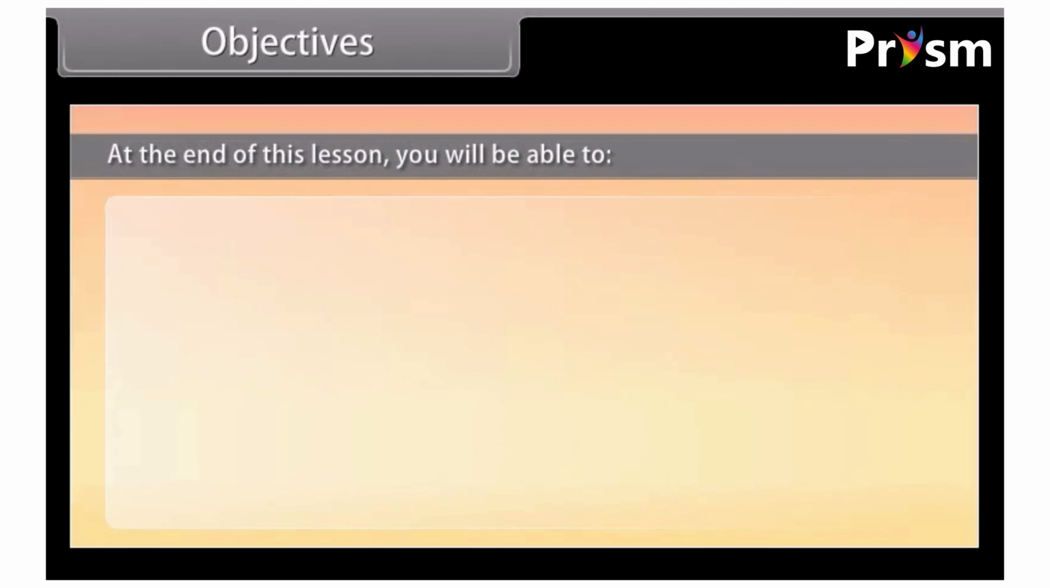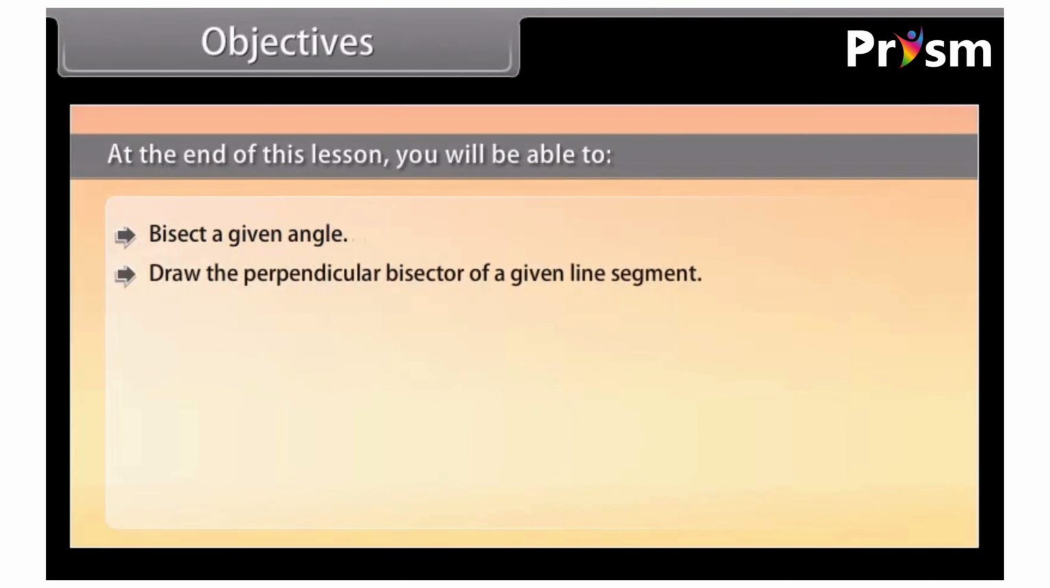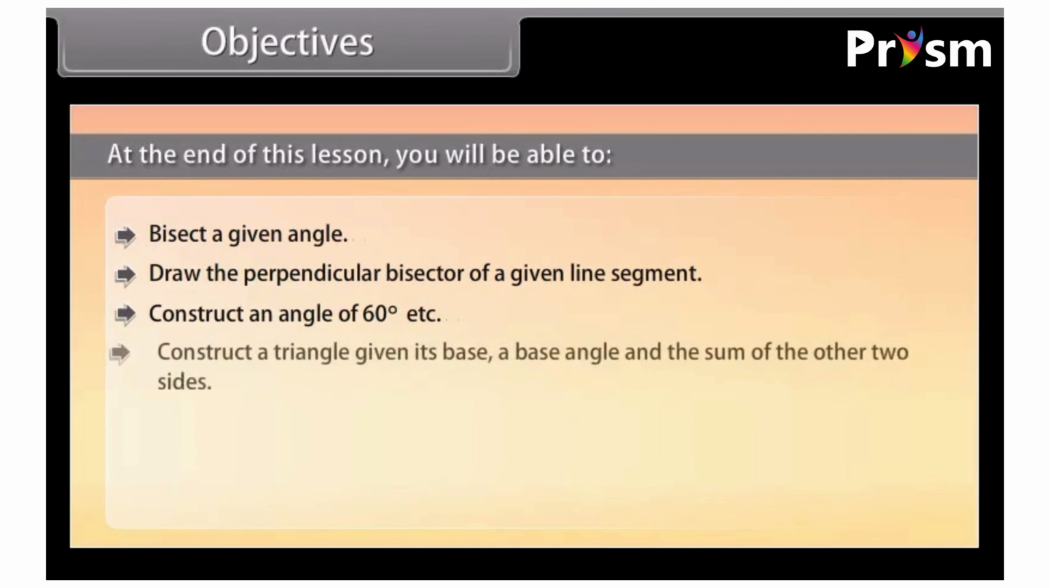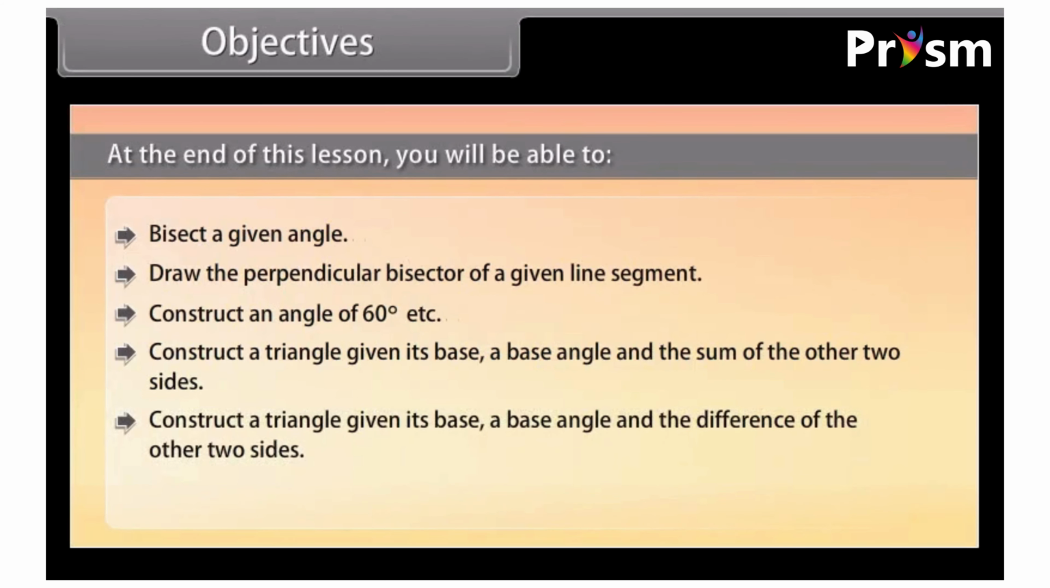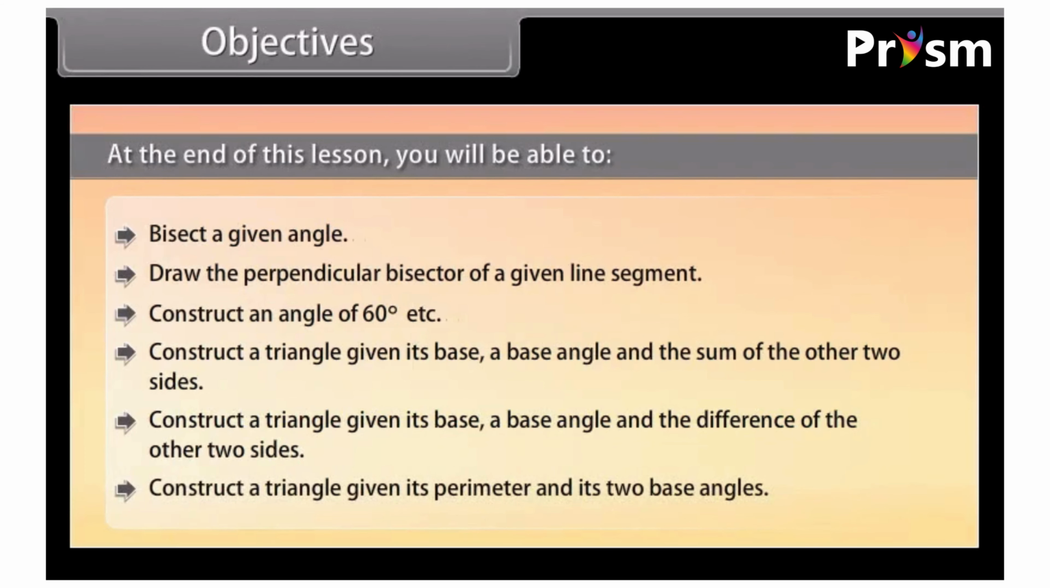Objectives. At the end of this lesson, you'll be able to bisect a given angle, draw the perpendicular bisector of a given line segment, construct an angle of 60 degree, etc. Construct a triangle given its base, a base angle, and the sum of the two other sides. Construct a triangle given its base, a base angle, and the difference of the other two sides. And construct a triangle given its perimeter and its two base angles.